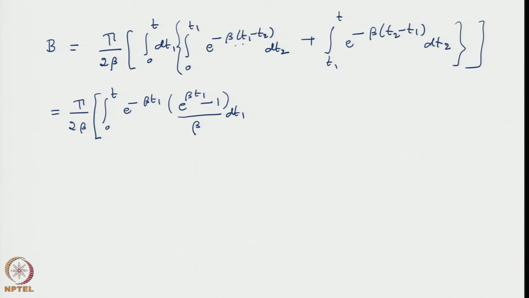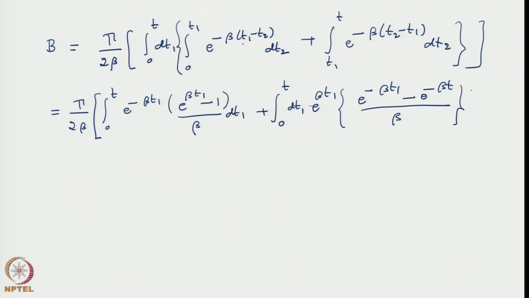One integral we easily evaluate. And the next one here 0 to t dt1, this is also an exponential integral which can be easily evaluated, and we note that e to the power beta t1 we keep out, only t2 if you integrate it will have the form e to the power minus beta t1 minus e to the power minus beta t divided by beta. In fact, both now, one more integration can be easily carried out.